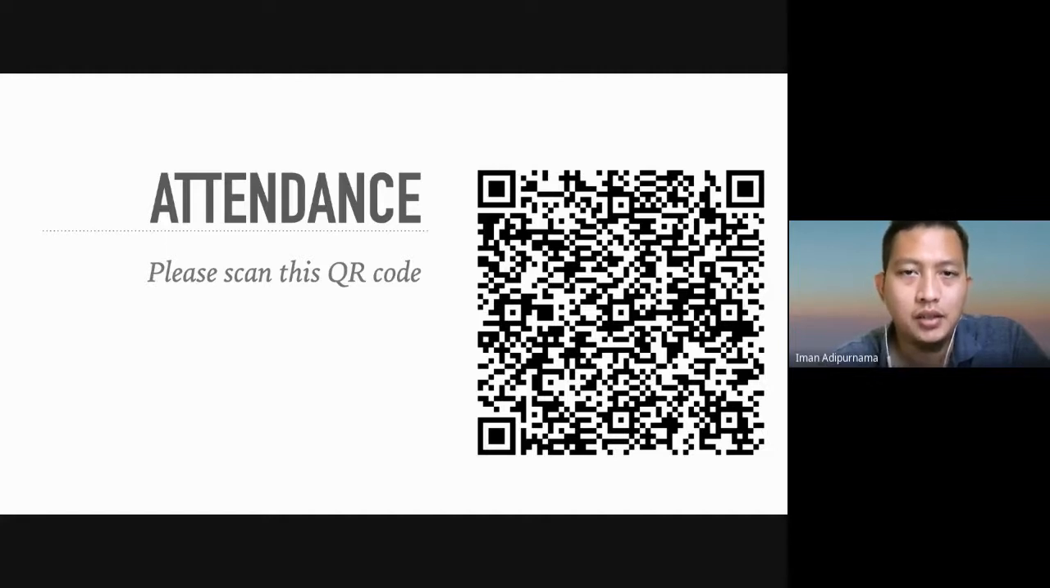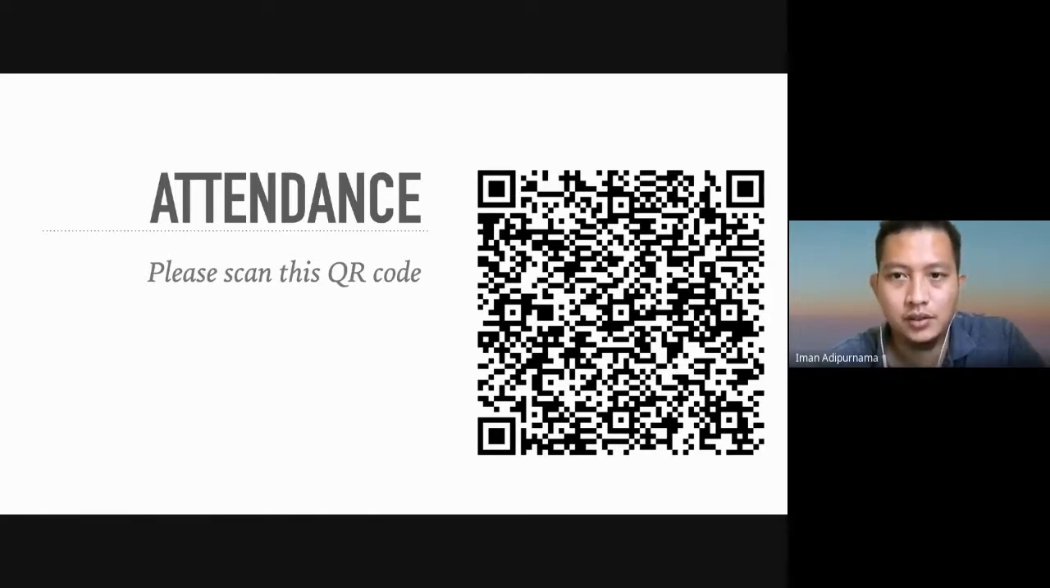And if you need, maybe later at the end of the class, if you are having trouble with this QR code, you can scan later. I will show you the attendance one more time after the class, at the end of the class. Okay, give you a few more seconds. I hope everyone already scanned.